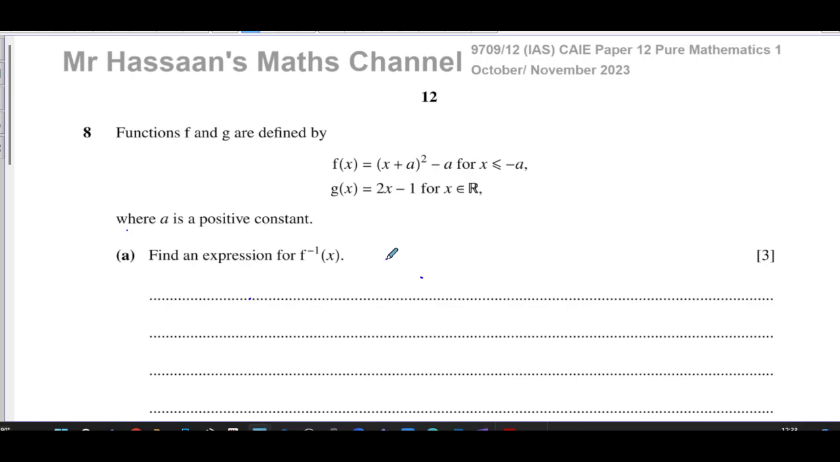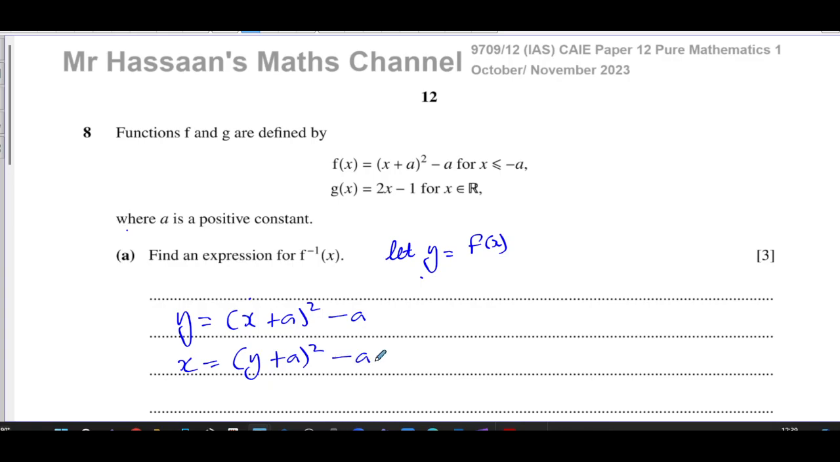So what we'll do is let y equal our function f of x, which means we can write y equals (x plus a) squared minus a. Now when we find the inverse function, what I like to do first is swap the x and the y around. So instead of y, I'm going to write x. Instead of x, I'm going to write y.